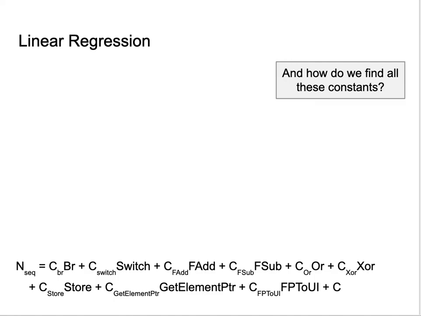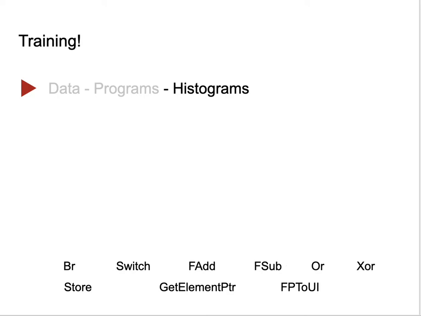So now we have to find out the constants, C_br, C_switch, and so forth, that approximate the actual behavior of the sequence of optimizations on programs. How can we find these constants? We do it via training. To train a linear model, we need lots of data. Data in this case are programs, lots of them. From each program, we extract the histogram of instructions. We extract the number of occurrences of the 9 instructions that we are considering.